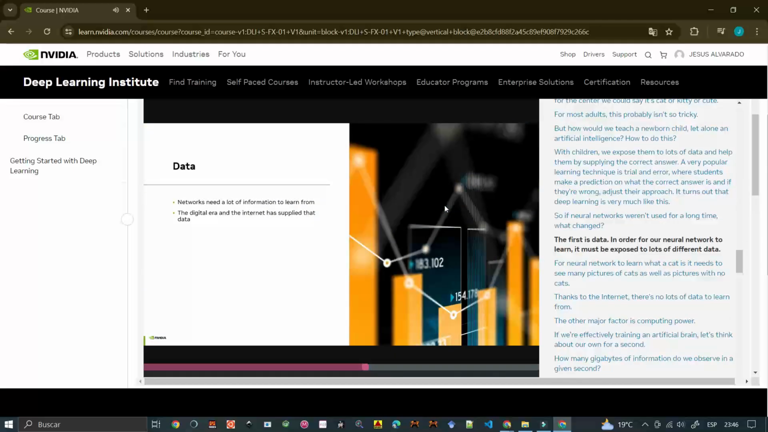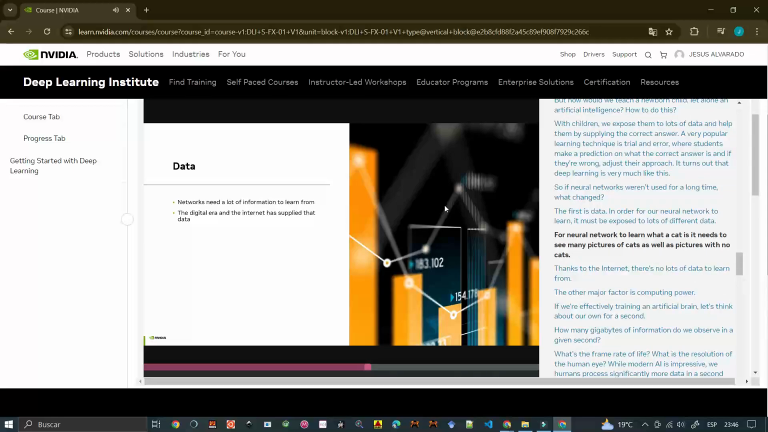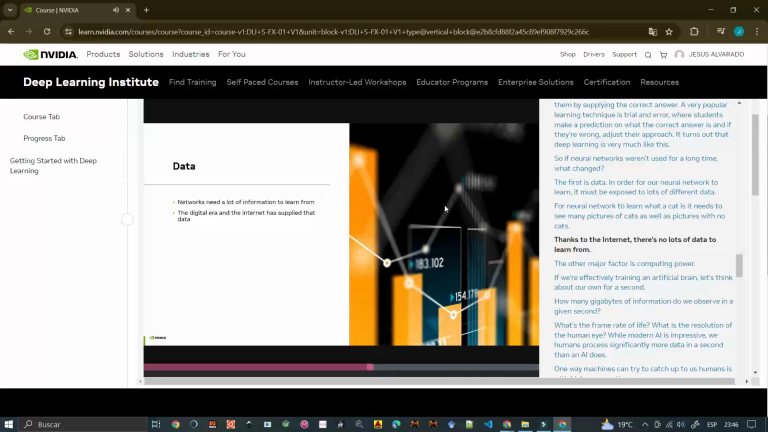The first is data. In order for a neural network to learn, it must be exposed to lots of different data. For a neural network to learn what a cat is, it needs to see many pictures of cats, as well as pictures with no cats. Thanks to the internet, there's now lots of data to learn from.